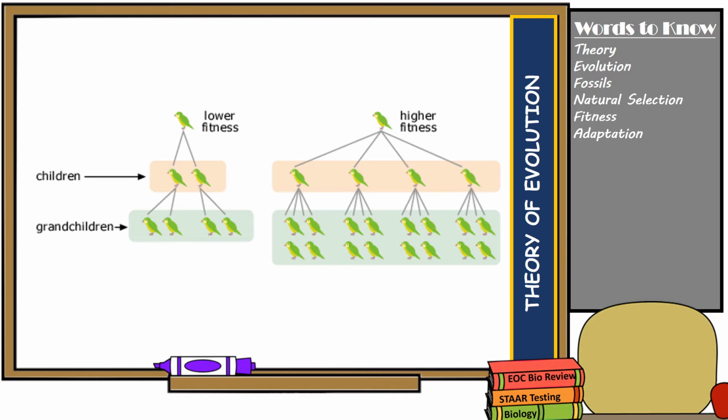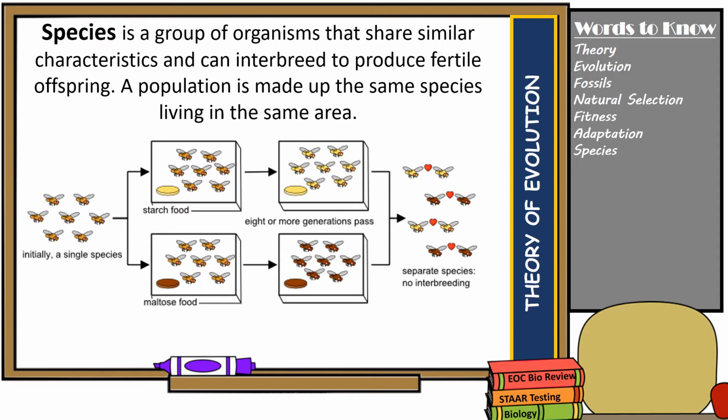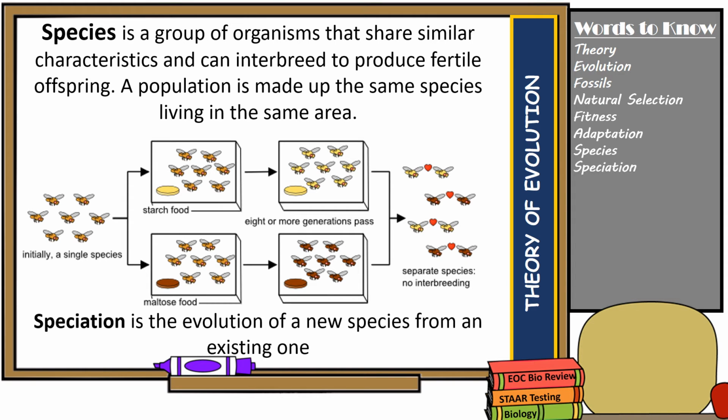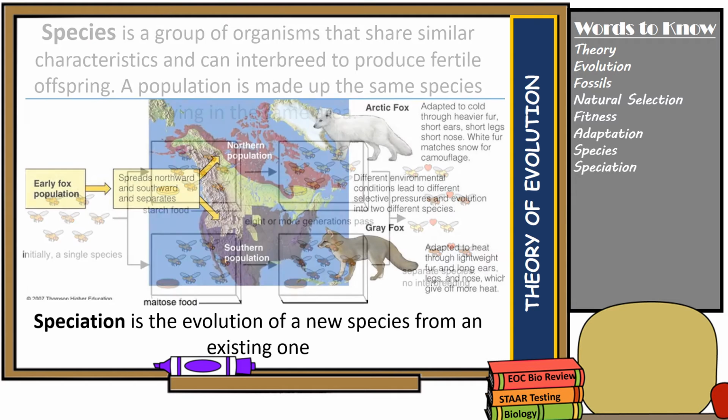Okay, so here's another key term that you must understand. Species, which is a group of organisms that share similar characteristics and can interbreed to produce fertile offspring. Now, all members of a species that live in an area at the same time make up a population. Over time, variations that arise within a population because of a mutation or natural selection can have two major outcomes, speciation or extinction. Now, speciation is the evolution of new species from an existing species. One species can evolve into another if the environment changes.